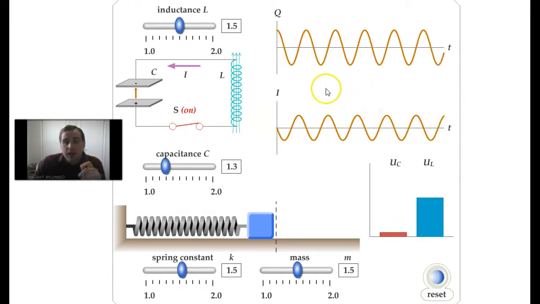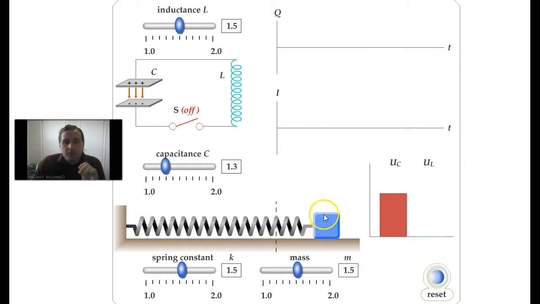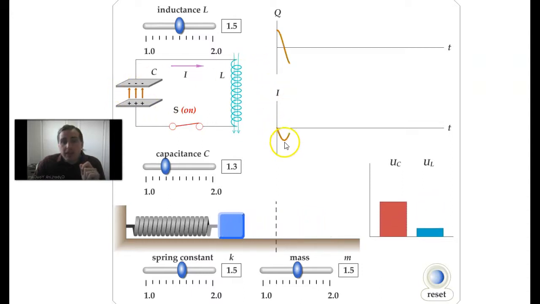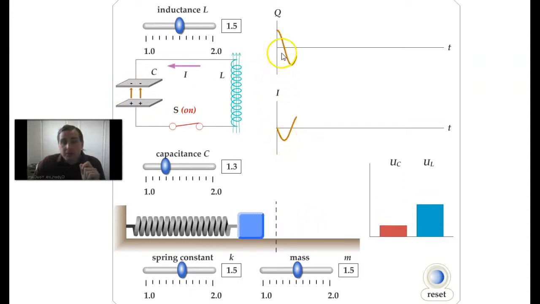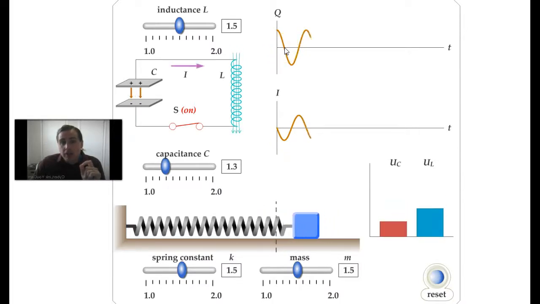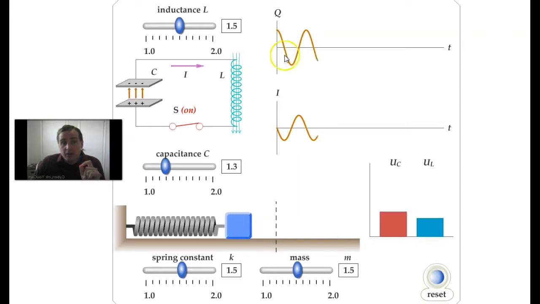And notice that this is very similar to simple harmonic motion, because right now all the energy is stored in the capacitor, just as all the energy in the spring is stored as elastic potential energy. Once we let this go, when the capacitor becomes uncharged, the current is at its maximum magnitude when the charge is 0 on the capacitor.